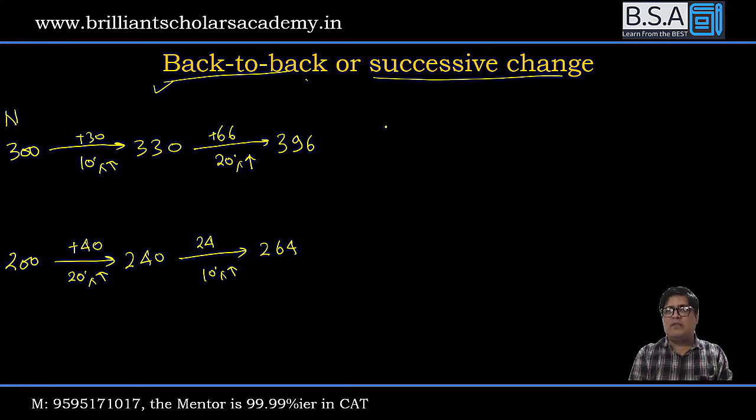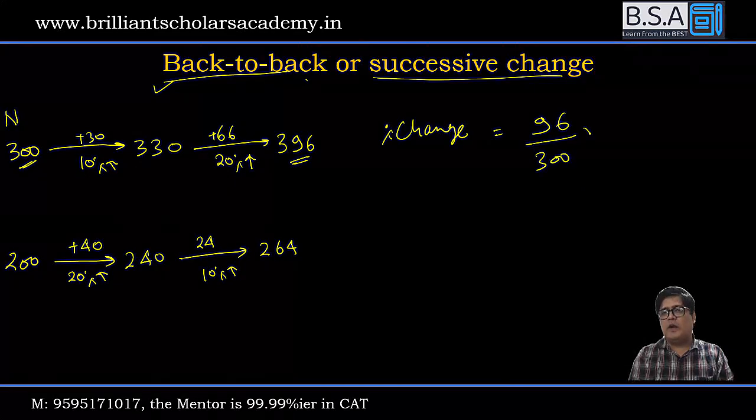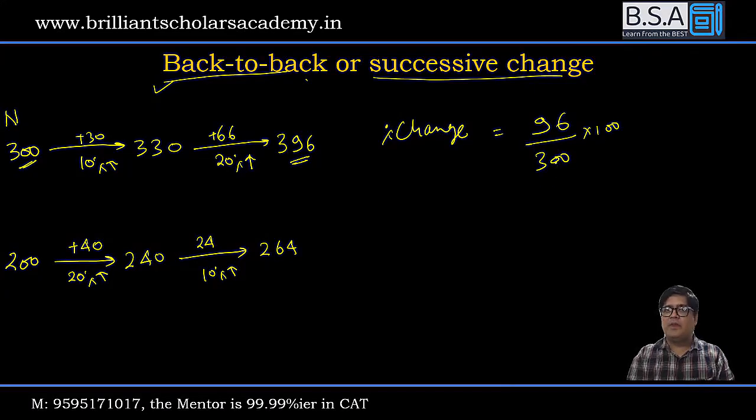Observe. What is the formula for percentage change? From here till here, what is the increase? 96 is the increase. Upon 300 into 100 is the percentage change. Cancelled, cancelled, 32%. From 200 to 264, what is the increase? 64. What was the original value? 200. 0, 0 cancel, 2 cancel, 32%.